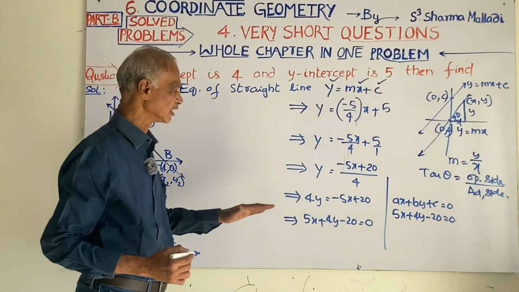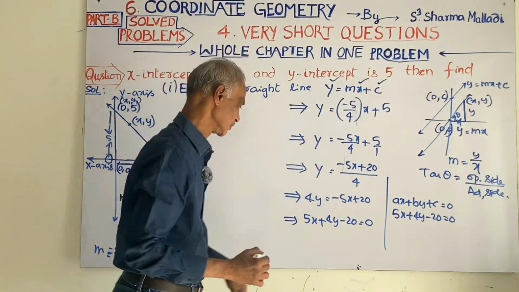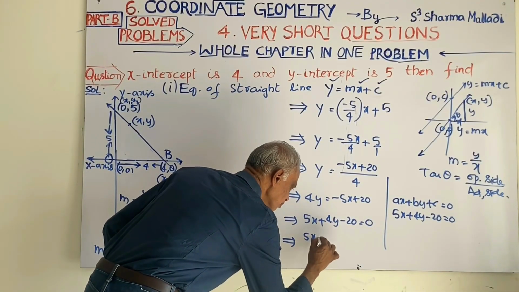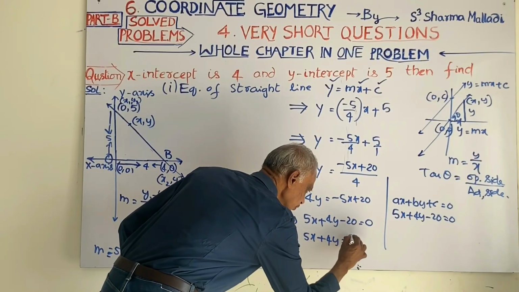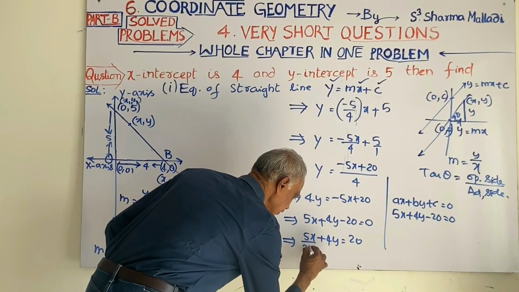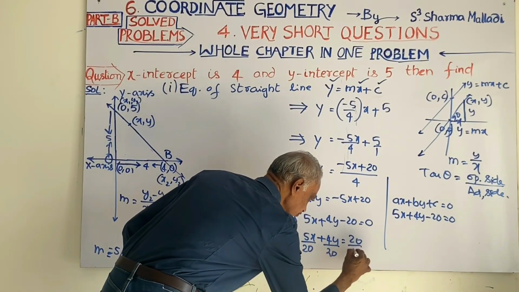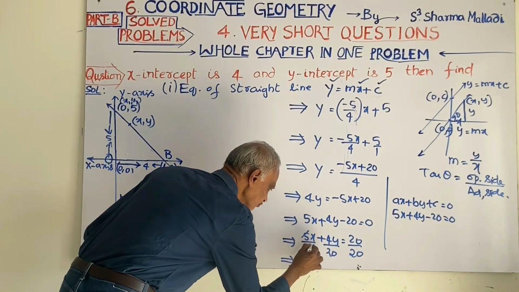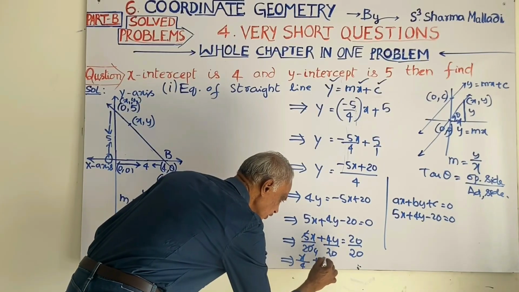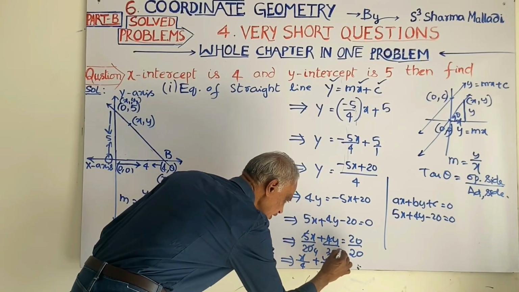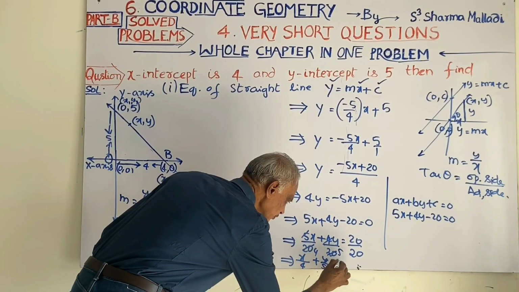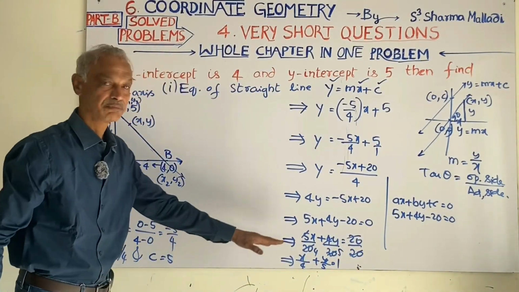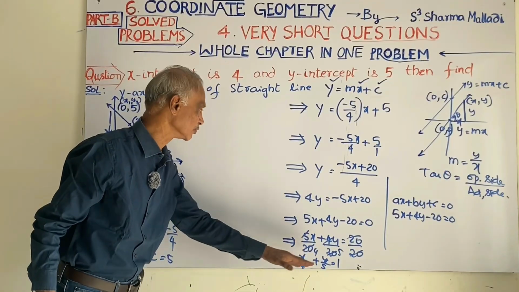We will check whether our answer is true or false. You see, 5x plus 4y is equal to 20. You divide it by 20, 20 and 20. You will get x by 5 4s are 20, x by 4, plus y by 4 5s are 20, y by 5, is equal to 1. 20, 20 cancel. x by 4 plus y by 5 is equal to 1.